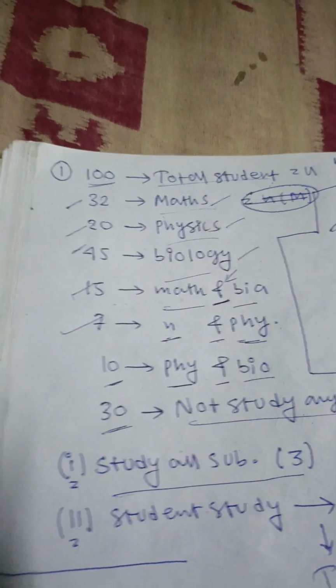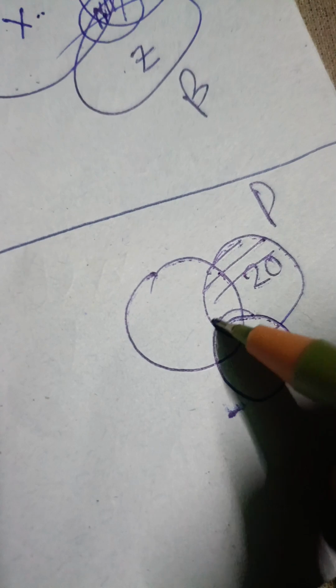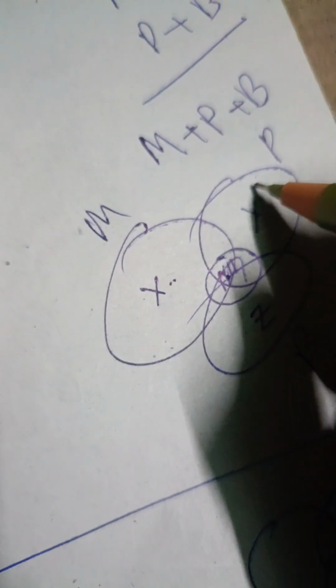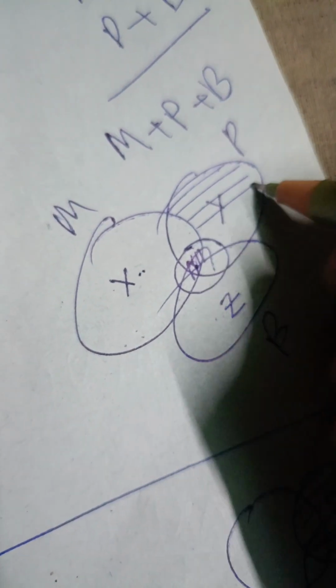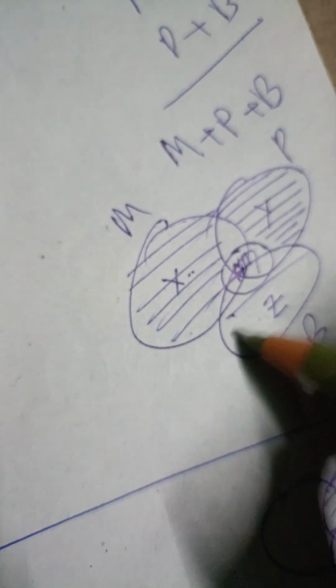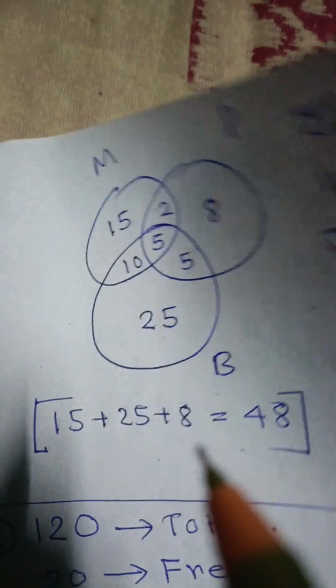Amongst the 20 students, what does 20 signify? Let's take the physics example. 20 signifies the whole physics block. We are not talking about that. We are talking only about the part that is only physics, not any intersection. Only pure physics students, only pure maths students, only pure biology students. So how can we tackle that? We will tackle it with a simple Venn diagram.